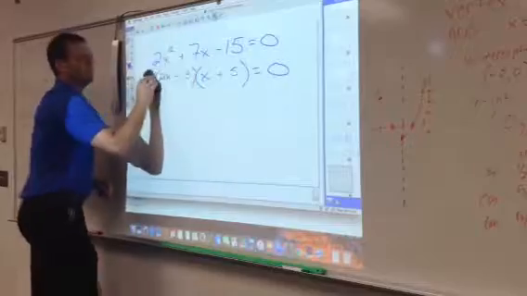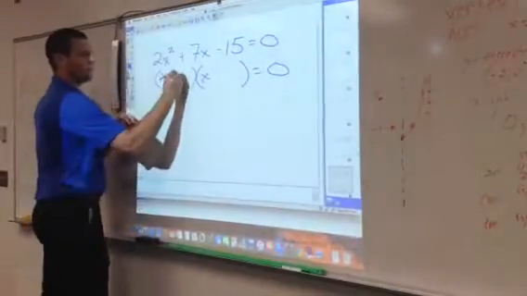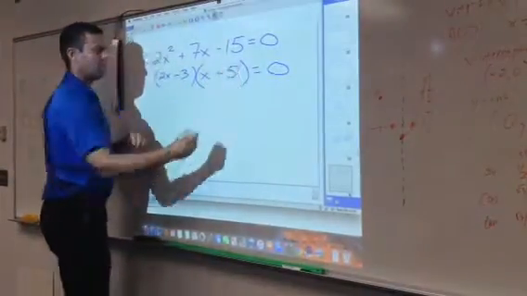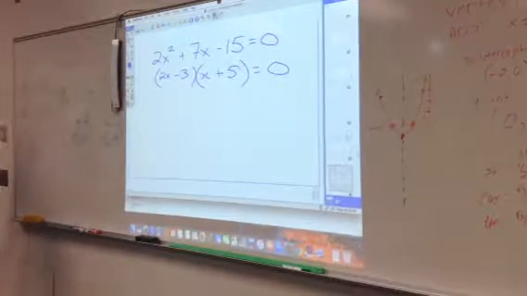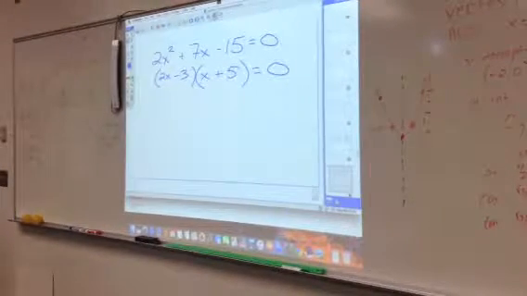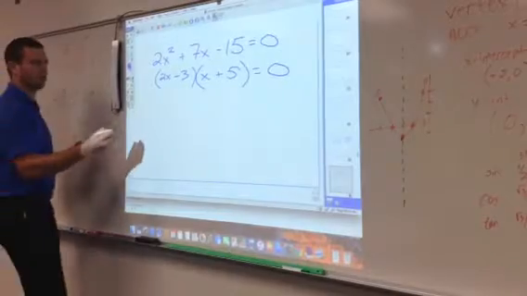And then it's 2x minus 3, x plus 5. Now I know I factored it. So then what would I do next? Set both factors equal to 0 and solve.